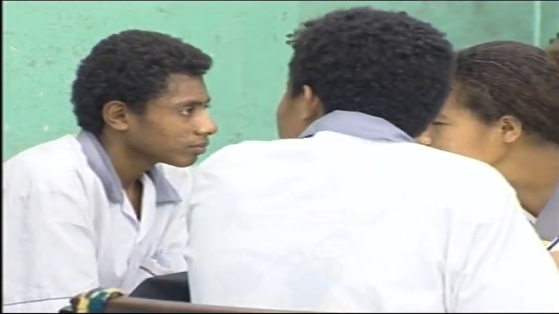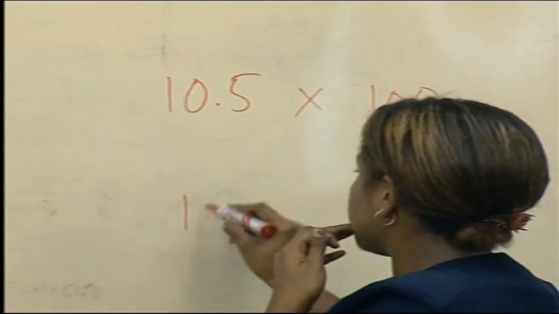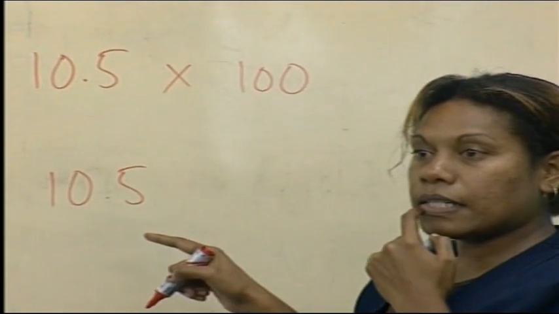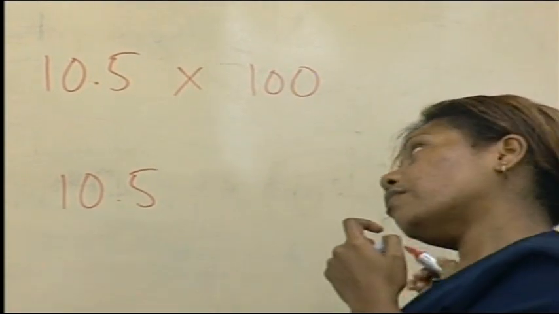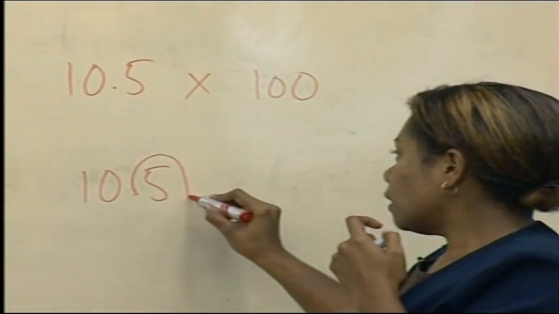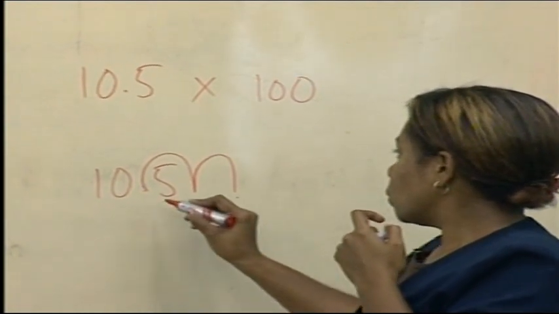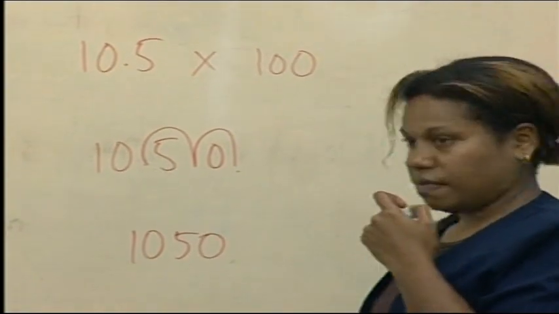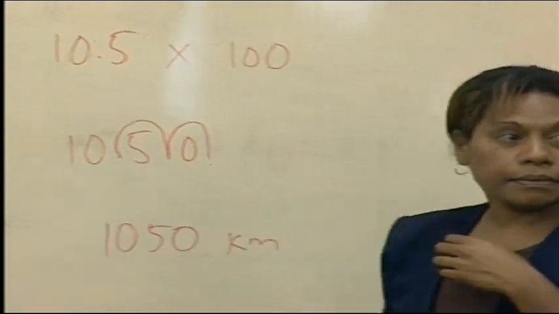1,500 or 1,050? 10.5 times 100. How many places? Two places to the right. 1, 2. 1,050 kilometers.